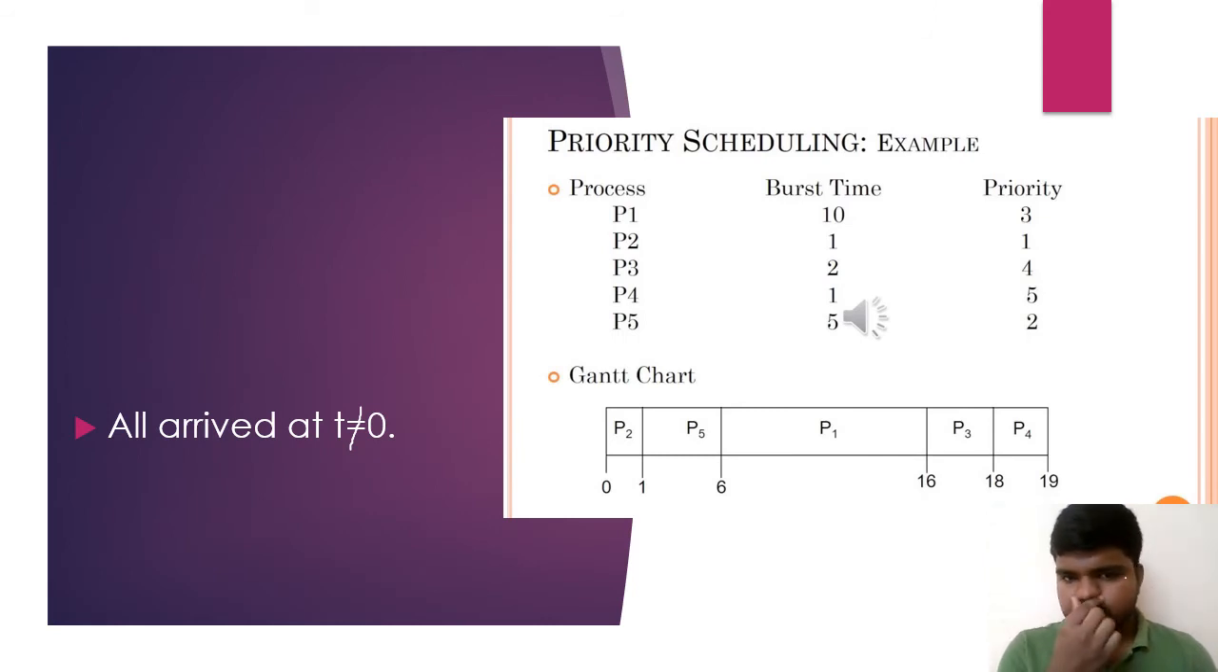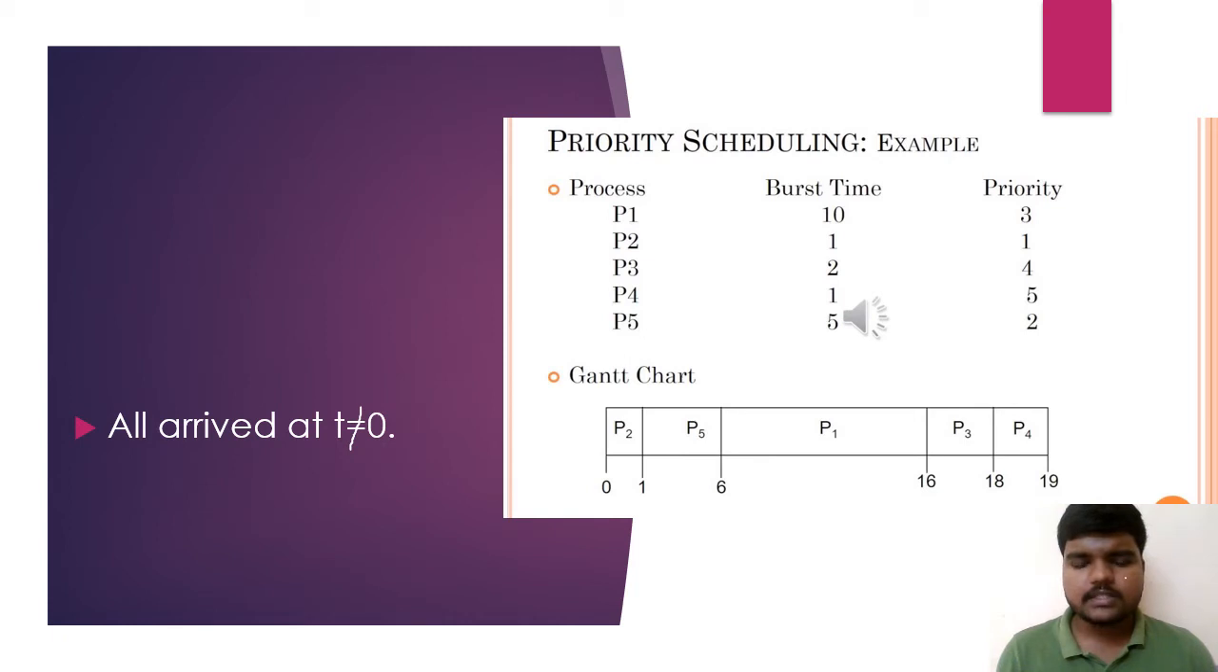Here we have 5 processes with their corresponding burst times and priorities. You can see that P2 has a burst time of 1 and is given priority 1, and P5 has a burst time of 5 and is given priority 2. The arrival times are different, and priorities are given based on that.